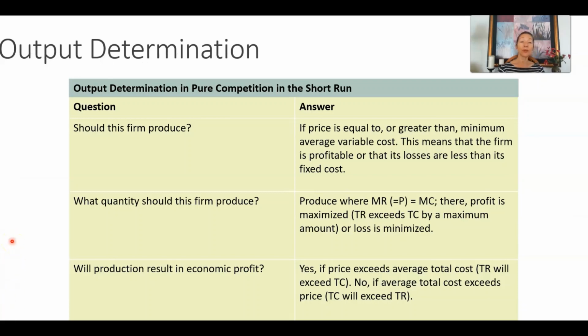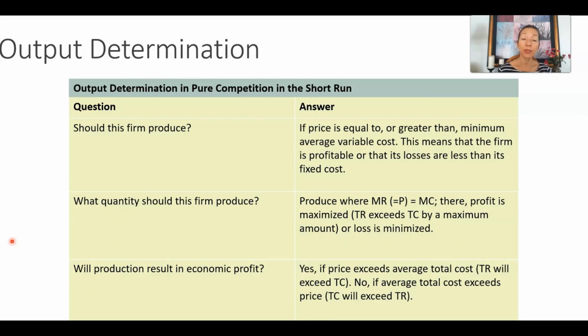Okay, so here are some questions. Should the firm produce if the price is equal to or greater than the minimum average variable cost? The firm is either A, getting some profit, or B, its losses are less than its fixed cost and it can continue to operate. How much should the firm produce? The profit maximizing output level is wherever marginal revenue equals marginal cost. This point will maximize your profits and it will minimize your losses.